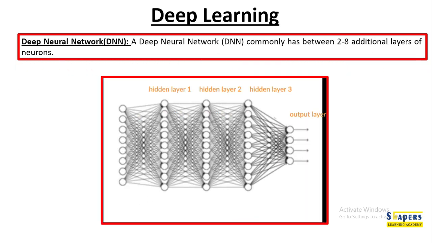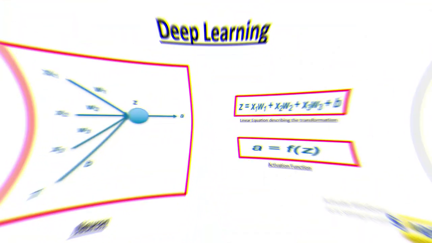A deep neural network consists of multiple hidden layers. Commonly, a deep neural network consists of between 2 to 8 additional layers of neurons. When we have additional layers of neurons, the outcome is very obvious: it has better learning. Complex learning contexts use deep neural networks.